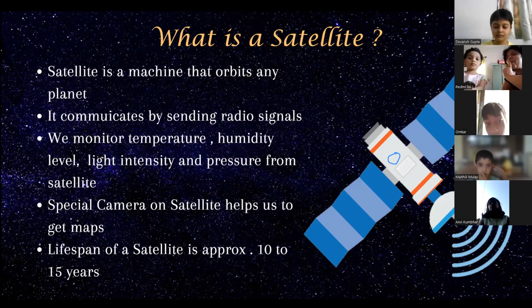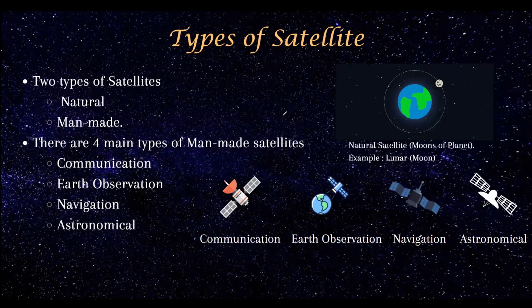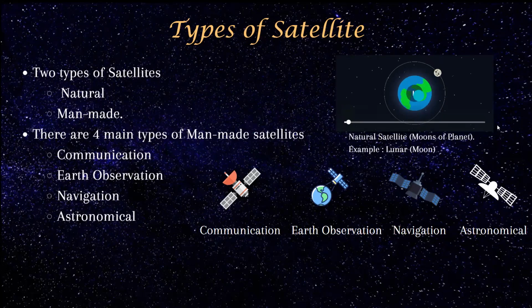Now let us come to the types of satellites. There are two types of satellites, natural and man-made. Natural satellites are moons of planets. For example, the Moon is the natural satellite of the Earth. So here in this video, you can see that the Moon is orbiting the Earth. Next, man-made satellites.